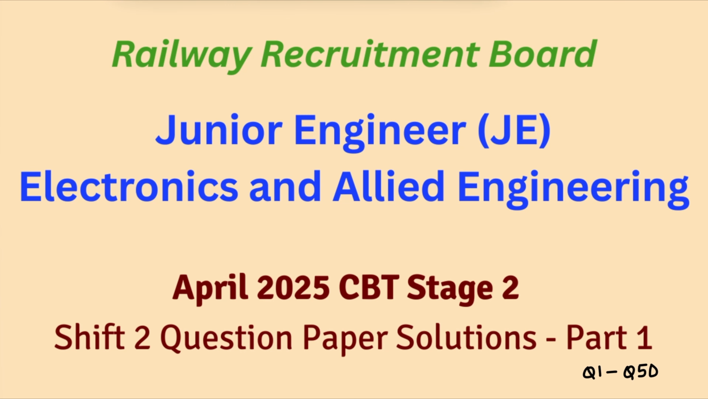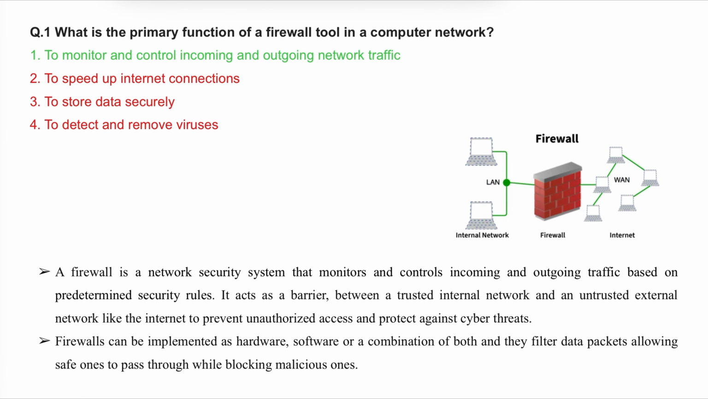Railway Recruitment Board, Junior Engineer, Electronics and Allied Engineering, April 2025, CBT Stage 2, Shift 2 Question Paper Solutions, Part 1, General Abilities section, from question number 1 to question number 50.